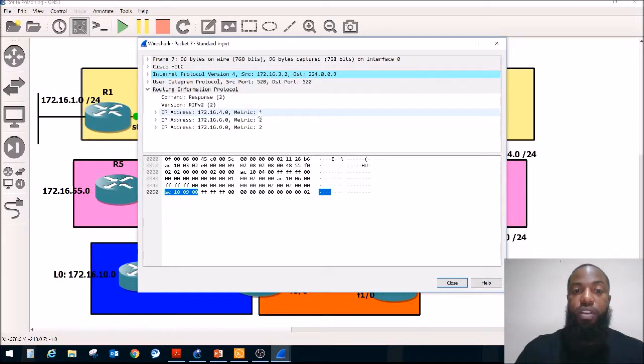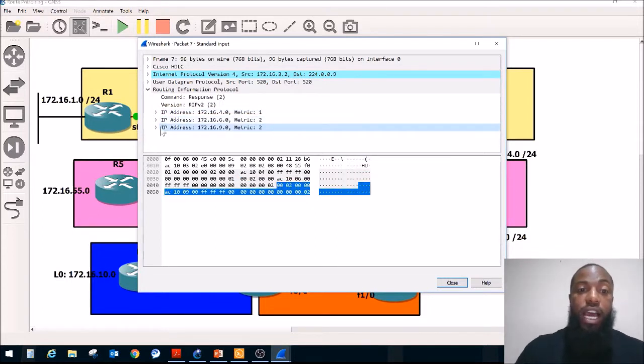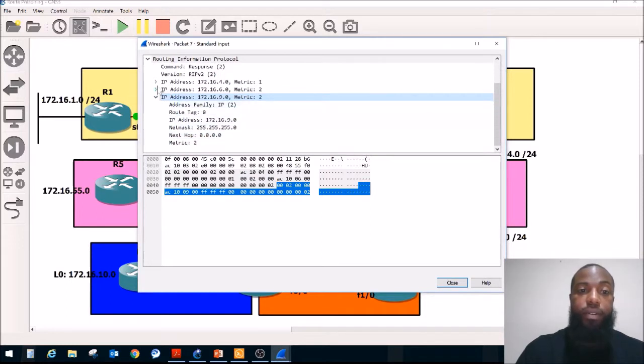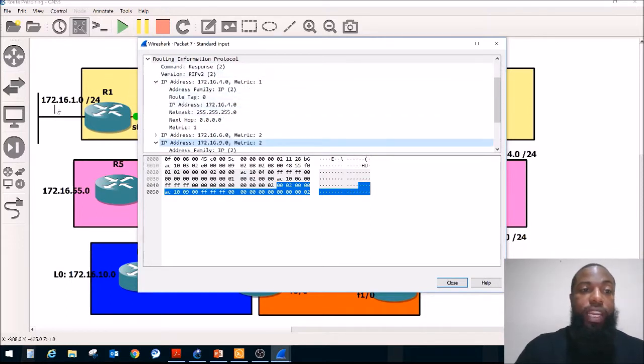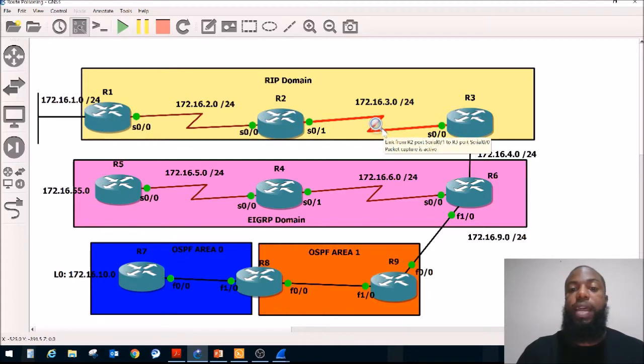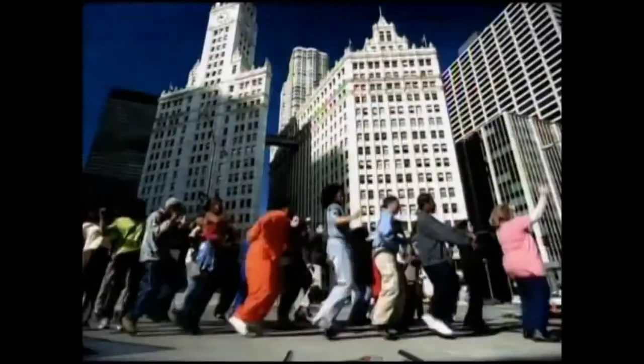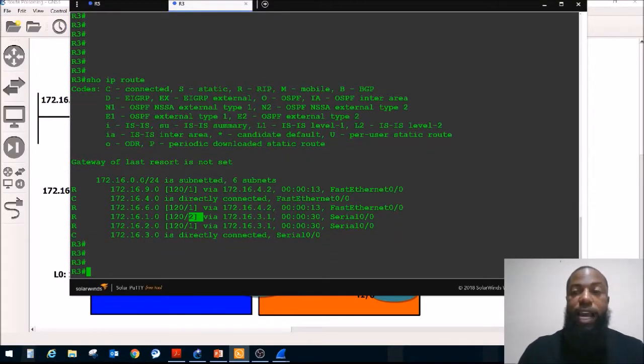Now you can see the metric to the 4 network is 1. That means 1 hop away. The 6 network is 2 hops away. The 9 network is 2 hops away. We got the 4 network over here too. Let's do this instead. We're going to shut down the 1 network and see what happens when this route becomes unreachable. Router 3 says to get to the 1 network, it is 2 hops away. 2 hops this time. And then let's see what happens when we remove that route.